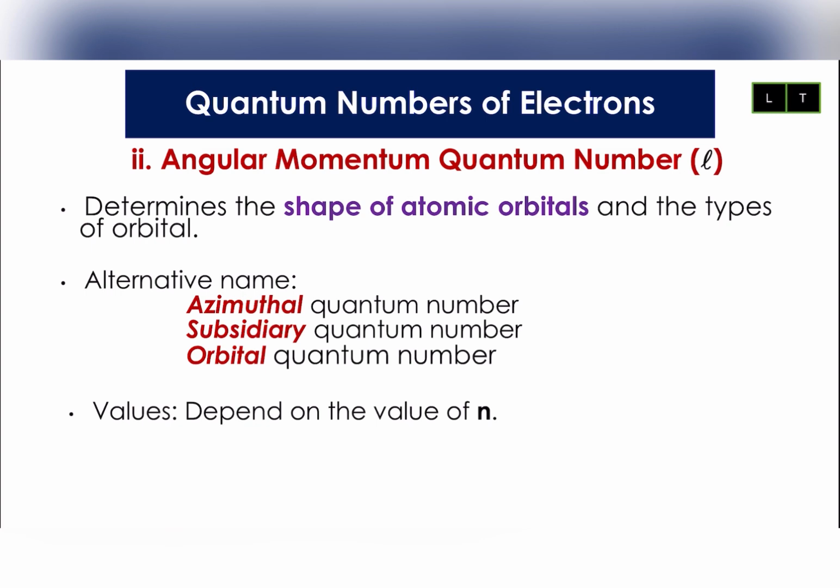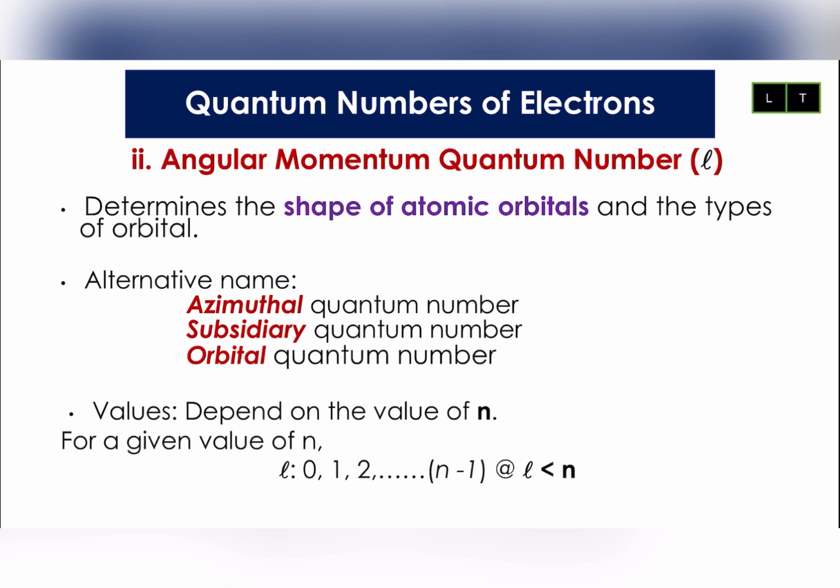For a given value of n, you have to make sure that L is less than n. For example, if n equals 3, then your L value must be less than 3. It can be 0, 1 and 2. Only these 3 numbers are less than 3. That's how you determine the L value.